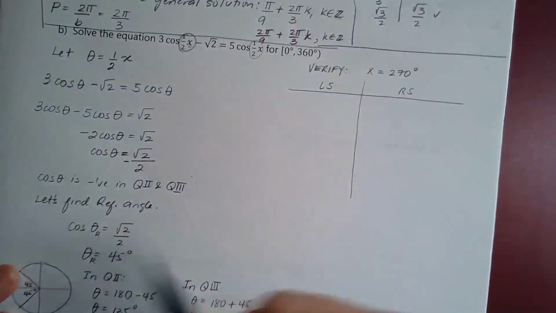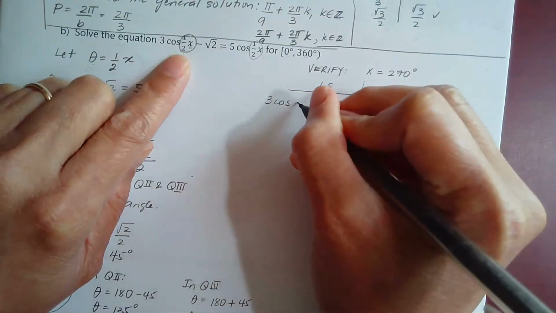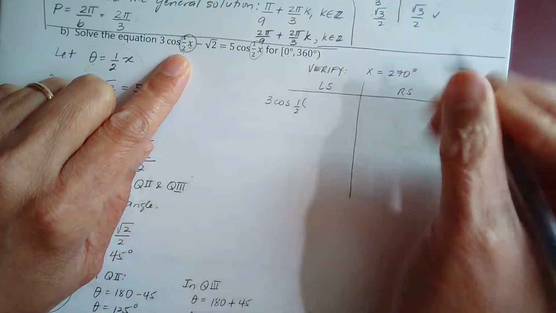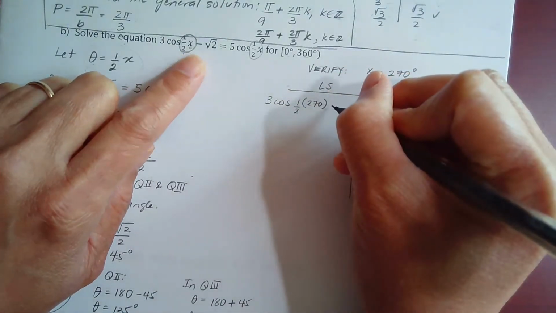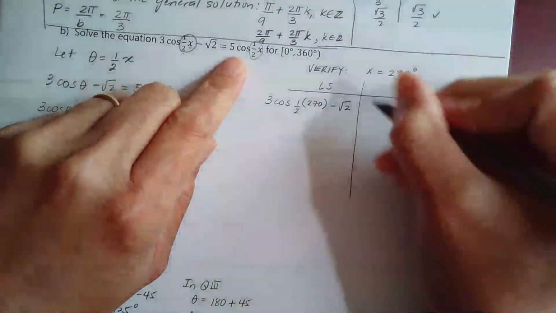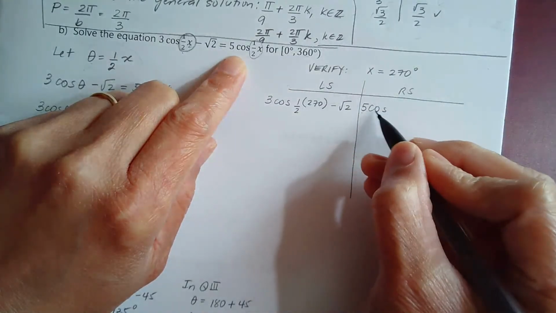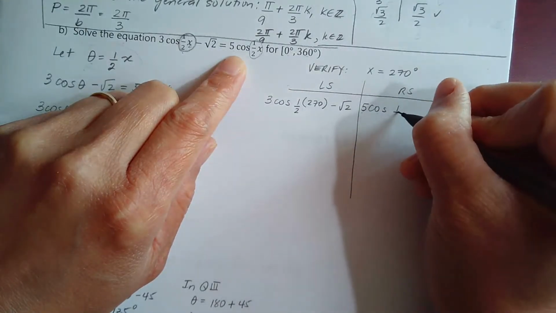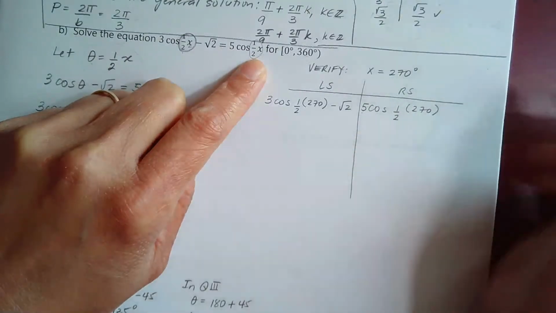So the left side says here 3 cos of 1/2 times x, which is 270, minus root of 2, okay, whatever that is. And then on the right side, it's 5 cos of 1/2 times x. Okay, x is 270 degrees, so let's put that there.